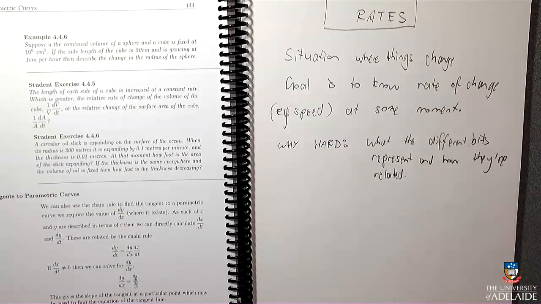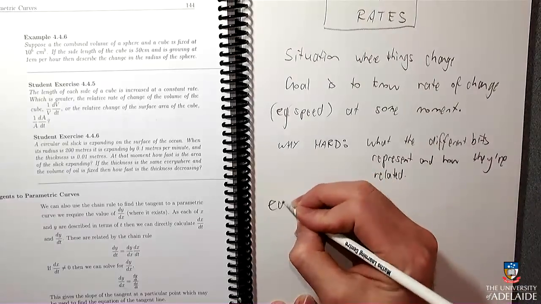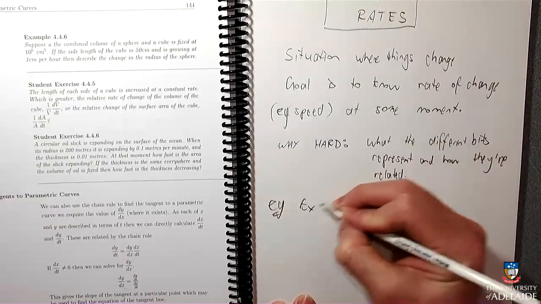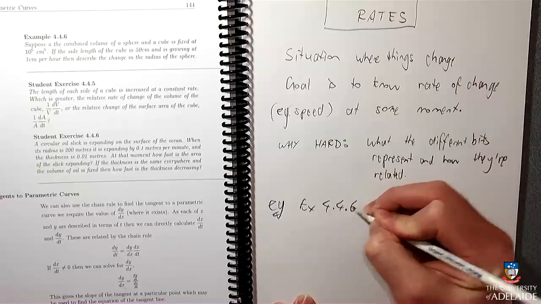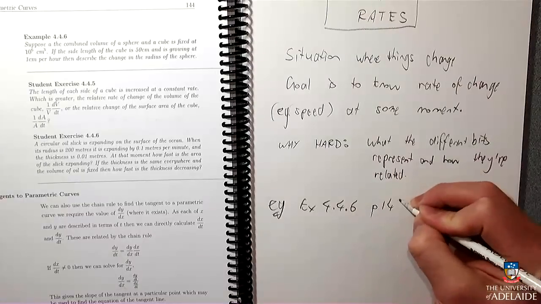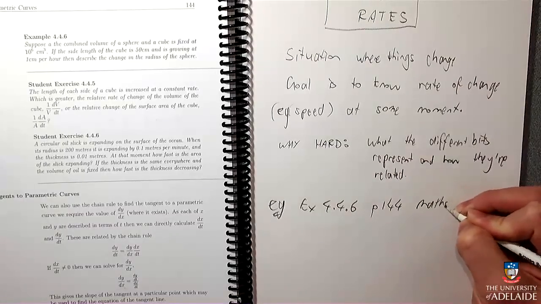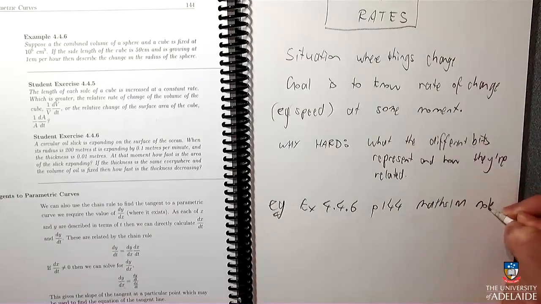So, well, let's just do a problem. 4.4.6 from page 144 of the Maths 1M notes. So we'll do it and then we'll go back and see what I did so that we can have an idea of how I did what I just did.